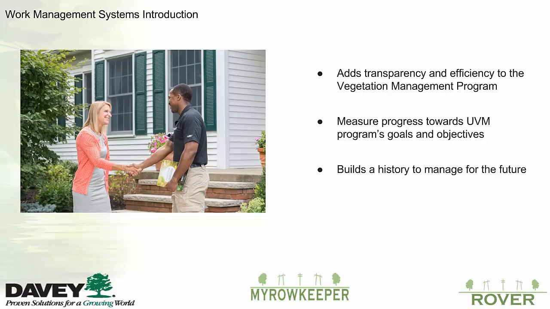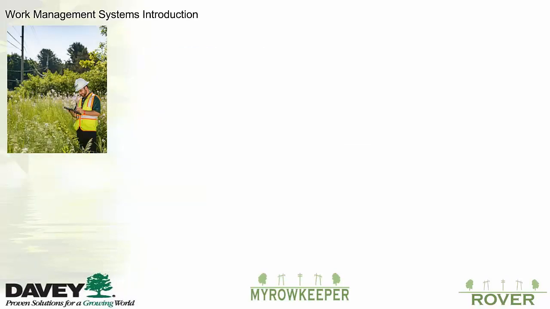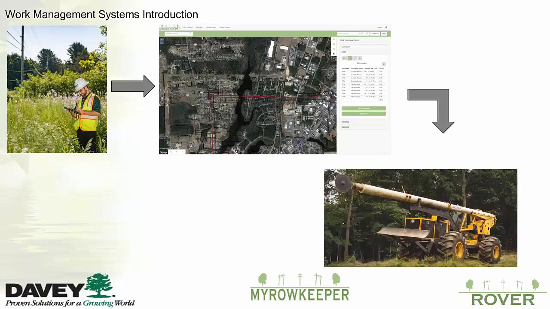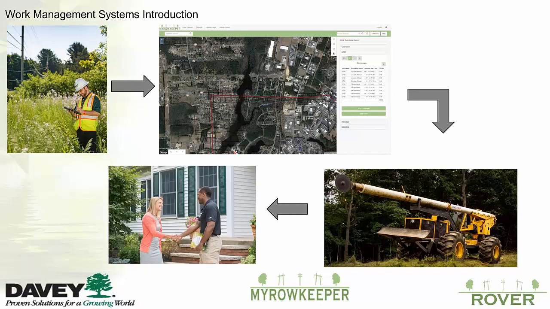Work management systems will generally add transparency and efficiency to the vegetation management program. It'll help you measure your progress towards your goals and objectives, and it'll build a history to manage for the future. Really, what it comes down to is that a work management system allows you to take the field arborist out there in the real world, identifying concerns directly, consolidate that information onto a central database, and use that central database to get that work done, which then leads to a nice, successful, positive experience for our customers.